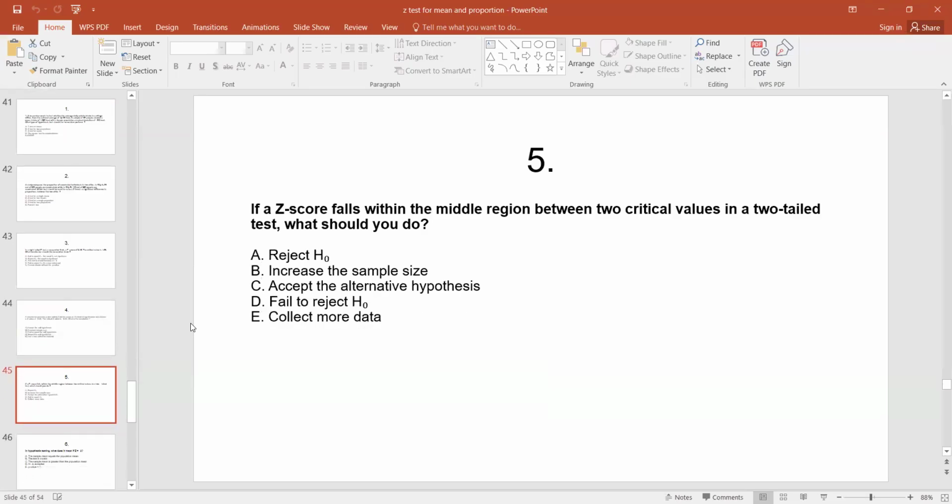MCQ number 5. If a z-score falls within the middle range between two critical values in a two-tailed test, what should you do? A. Reject null hypothesis. B. Increase sample size. C. Accept the alternative hypothesis. D. Fail to reject null hypothesis. E. Collect more data.